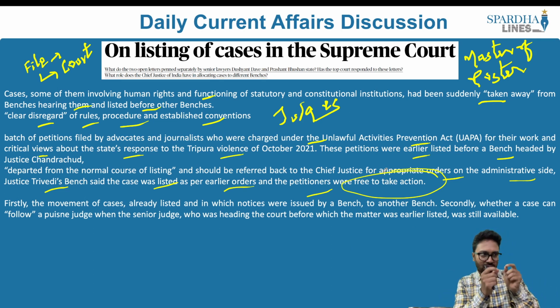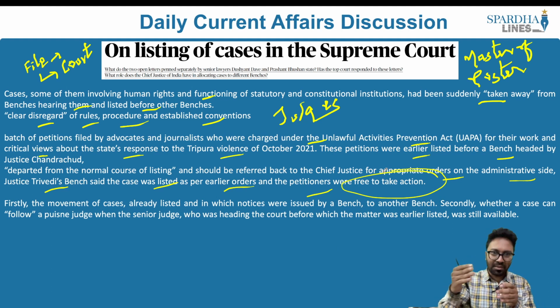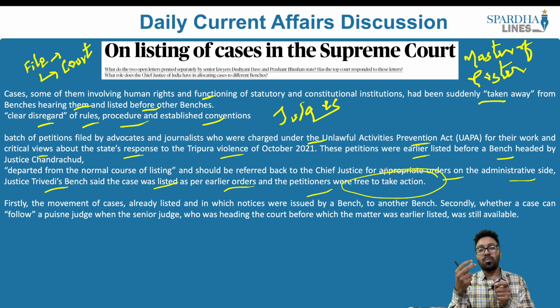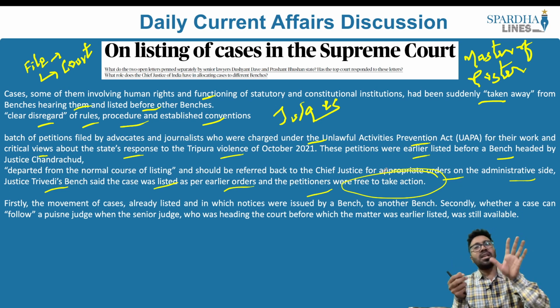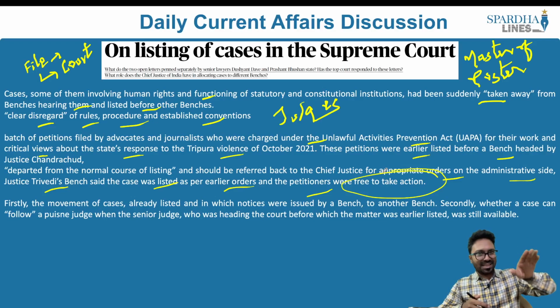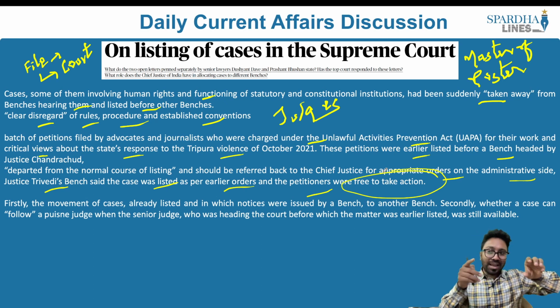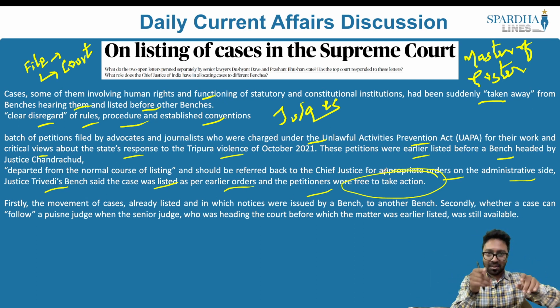So the point of introspection is, is it not violating the basic rule structure and the convention that has been followed? Firstly, the movement of cases already listed and in which notices were issued by a bench to another bench. That's the first perspective. The second is whether a case can be moved to a junior judge when the senior judge who was heading the court before which the matter was earlier listed was still available. So you already have a judge who's already heard that case while he is still present in the Supreme Court of India. Why assign this case to a new judge is another question that is being introspected in this article.